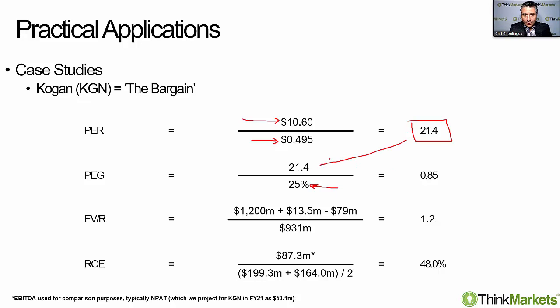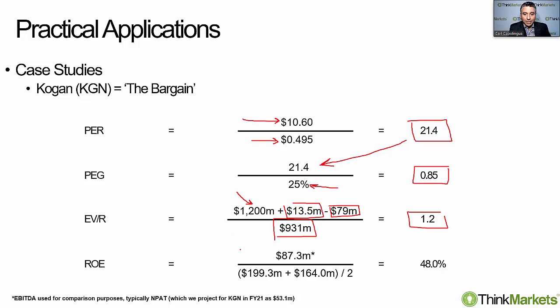Plug that 21.4 into our PEG calculation, and we end up with a PEG of 0.85, which is better than that rule of thumb of 1, so pretty happy with that. In terms of enterprise value to revenue, we've got the market capitalization, adding the debt of 13.5 million, subtracting the cash balance of 79, divide into that our forecast FY21 revenue of 931 million, and you get an EV to R of 1.2, which is very, very attractive compared to that 3.5 to 6 range for the market that we observed earlier on.